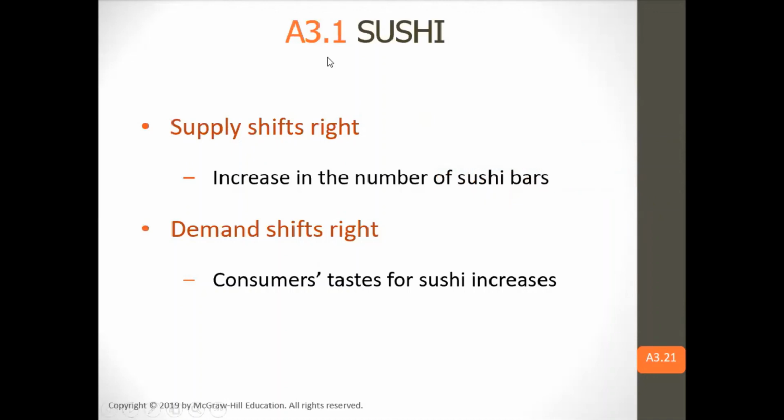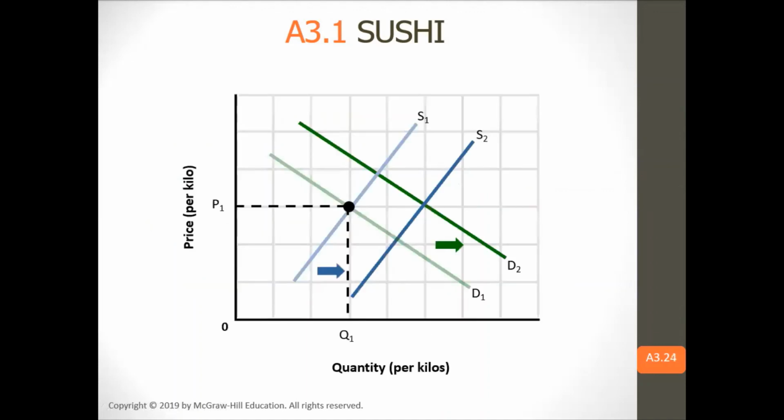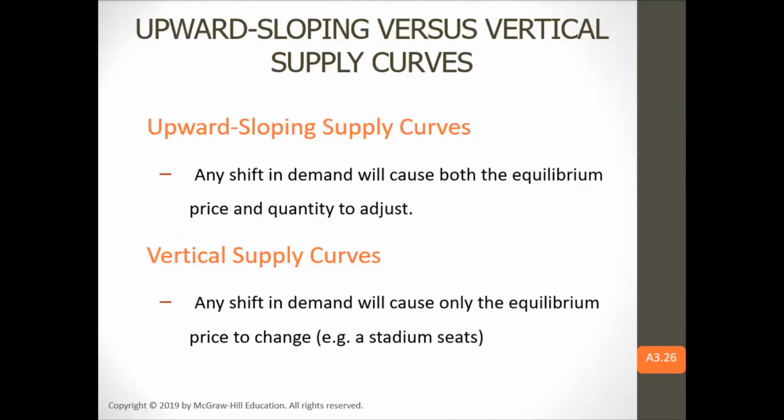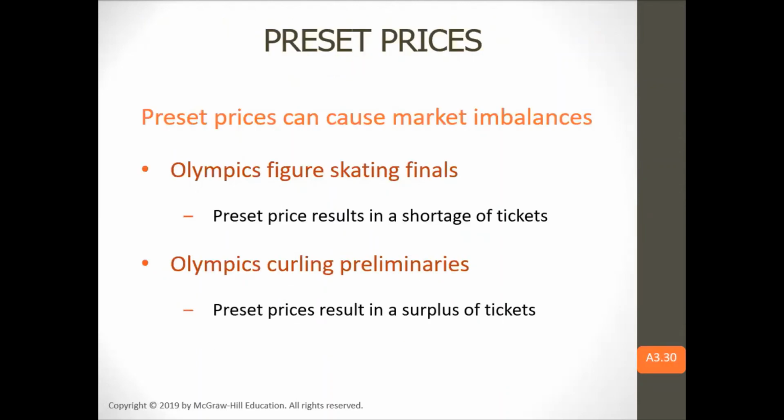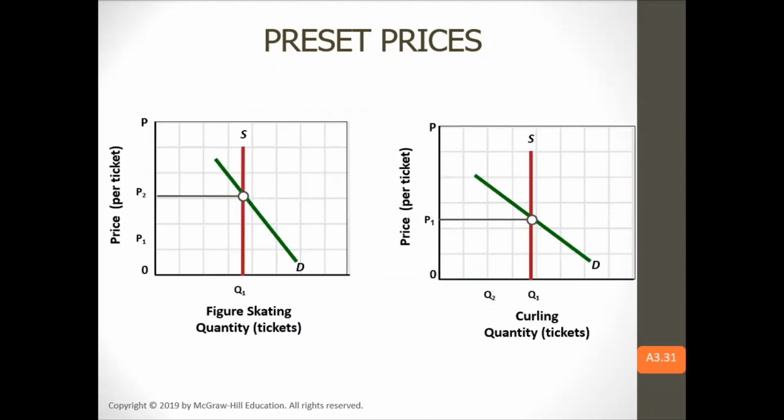Supply shifts right, with an increase in the number of sushi bars. Demand shifts right, as consumers' taste for sushi increases. Preset prices can cause market imbalances. Olympics figure skating finals: the preset price results in a shortage of tickets. Olympics curling preliminaries: the preset price results in surplus tickets.